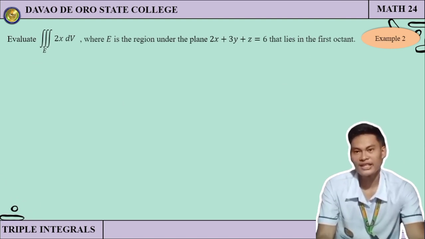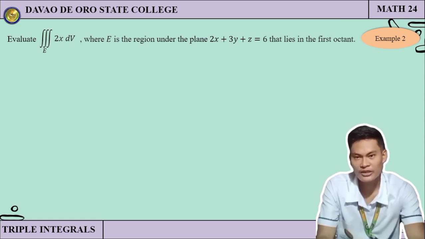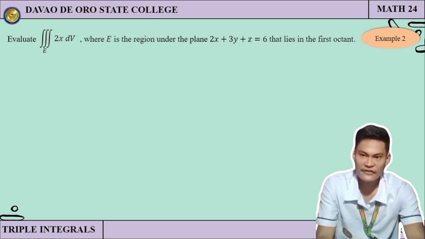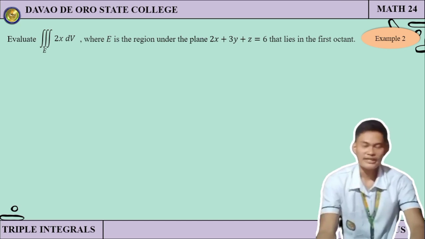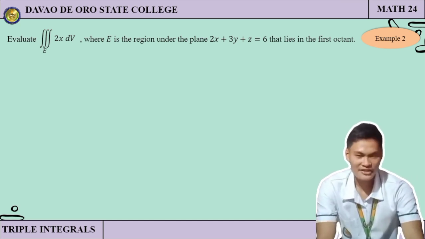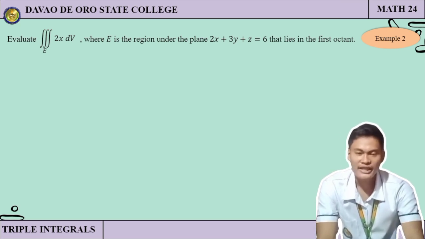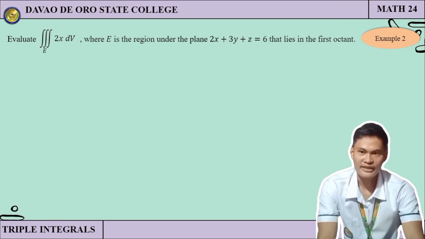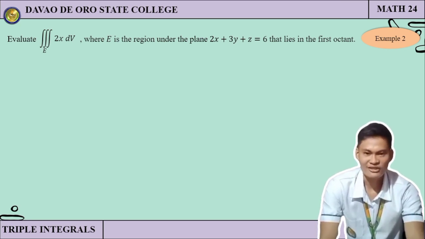We have example number 2. Evaluate the triple integral of the function 2x dv, where E is the region under the plane 2x plus 3y plus z that is equal to 6 that lies in the first octant. Okay, as you can observe in the problem, there is no given bounds. So we have to sketch the function in order to determine the lower limit and the upper limit. So before we sketch the regions, we define first what is octant.